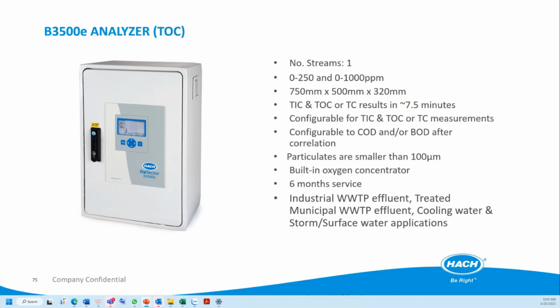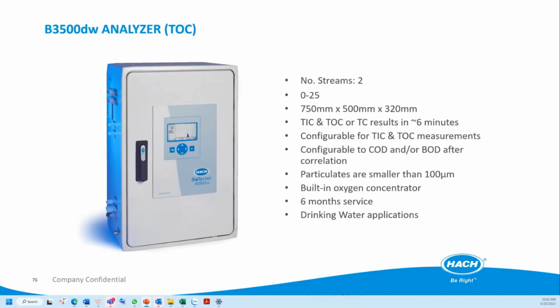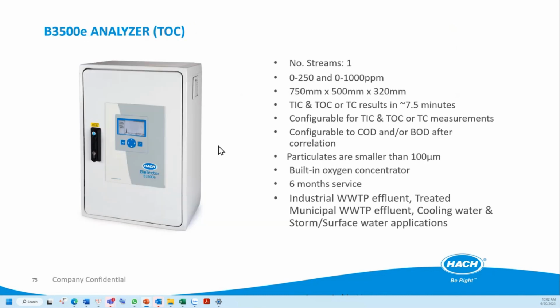For TOC measurement for raw water, we can use the B3500e here. It means the effluent, but we can also use this one for raw water, because raw water may have a lot of TSS and particulate. So we can use the B3500 effluent because this one has automatic cleaning of the pipe and also the reactor. So it's more suitable for raw water, which may have a high TSS or turbidity content. The range for TOC would be from 0 to 250 ppm. So we can use this one for raw water. The cycle time is 7.5 minutes.